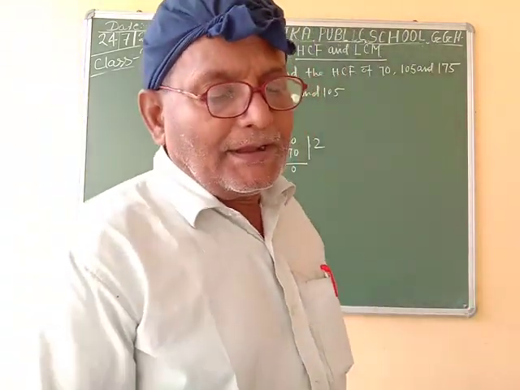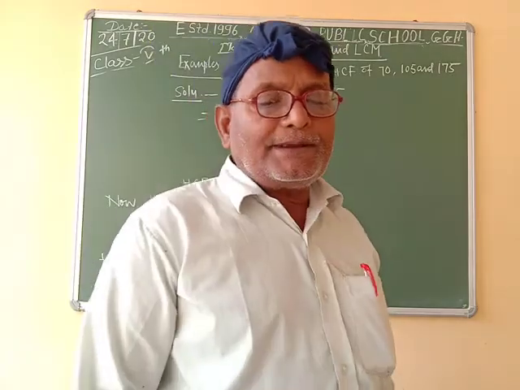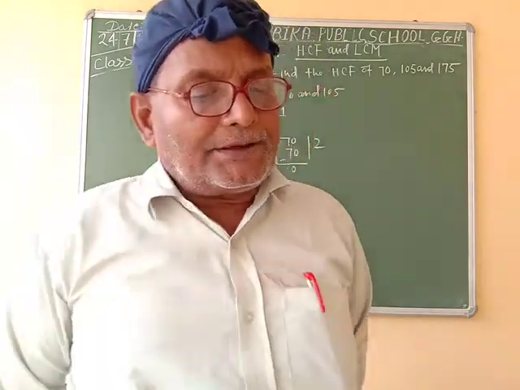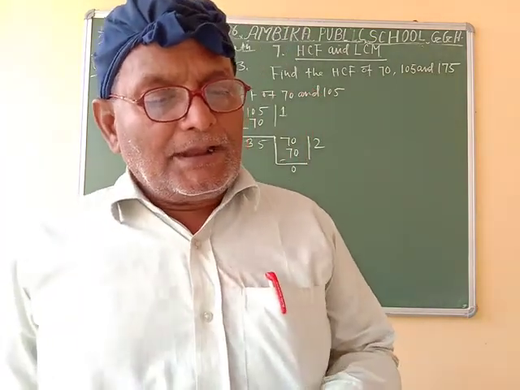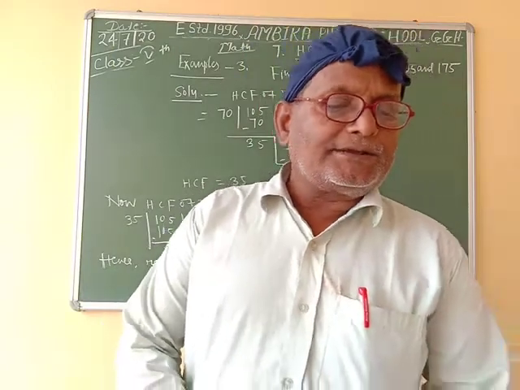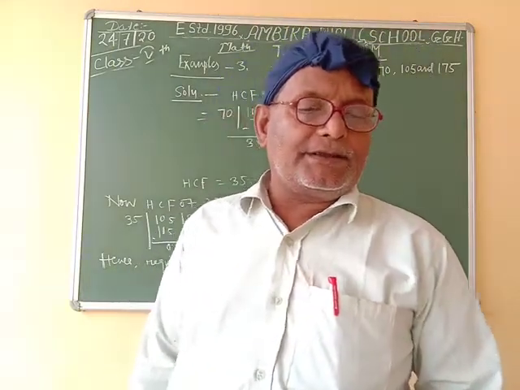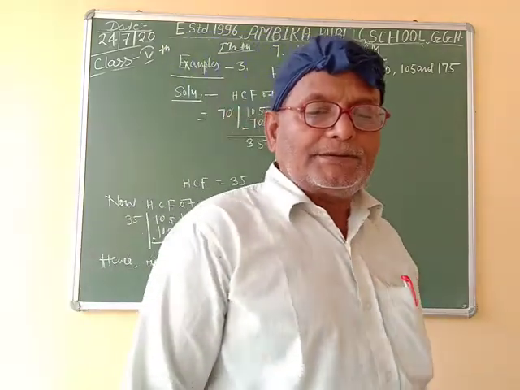Now, in example 6, find the greatest number which divides 35, 37, 71 and 173, leaving the remainder 3 in each case. To get the remainder 3 in each case, we need to subtract 3 from the given numbers.